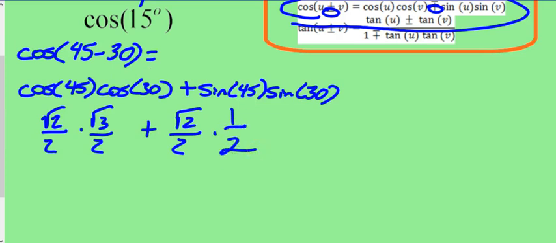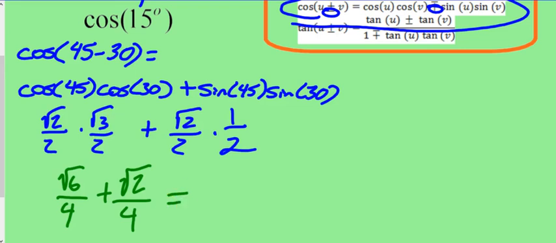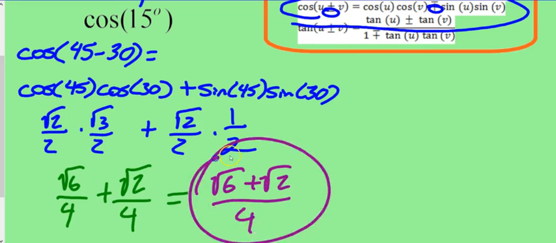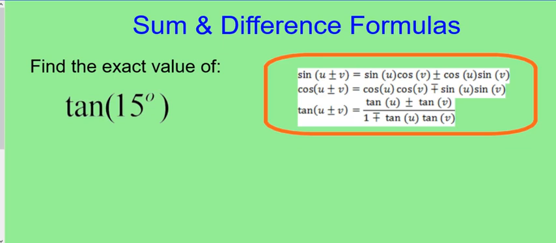Then we multiply. So when you multiply radicals, as long as they have the same index, so like they're both square roots, cube roots, fourth roots, whatever you're working with, you can just multiply the numbers underneath. And then square root of 2 times 1 is square root of 2. And 2 times 2 is 4. Now the only thing we can do with that is we can put it into one fraction. So square root of 6 plus square root of 2 over 4 is our exact answer. All right, so now we're going to find tangent of 15 degrees.